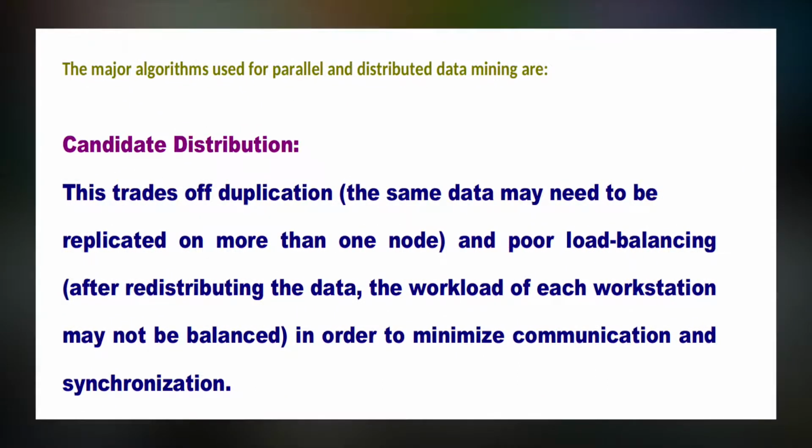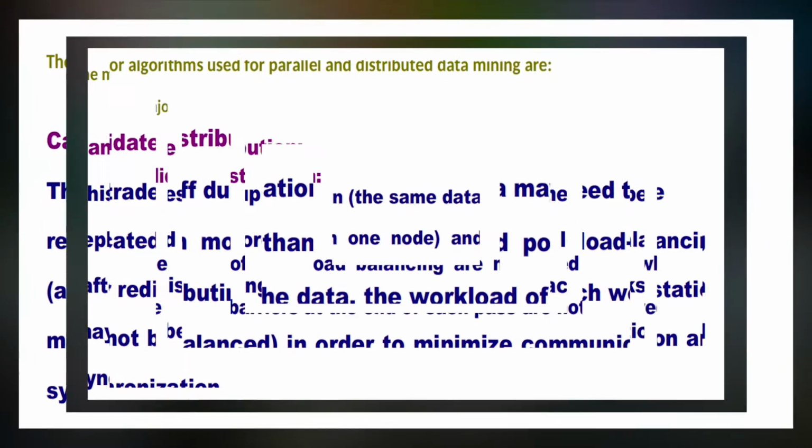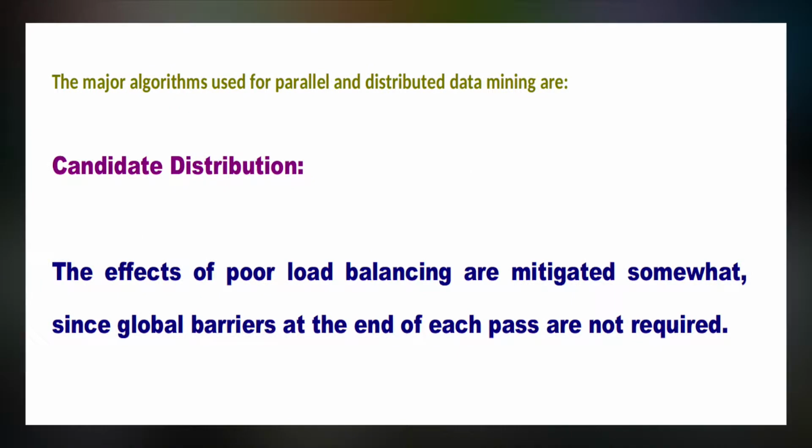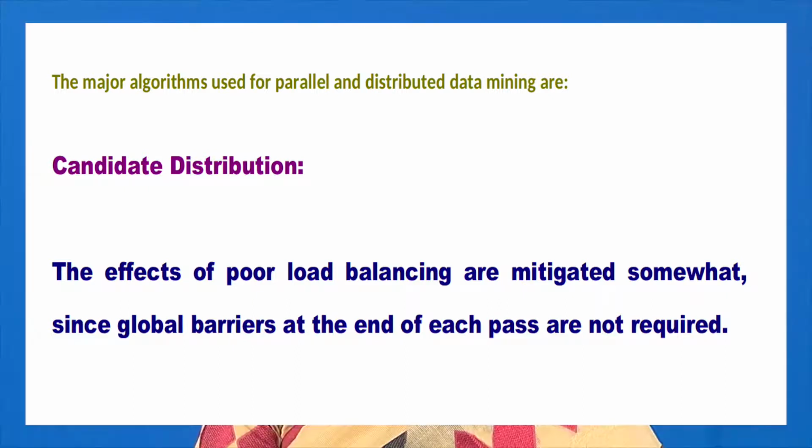This trades off duplication, that is, the same data may need to be replicated on more than one node, and poor load balancing also, that is, after redistributing the data, the workload of each workstation may not be balanced, in order to minimize the communication and the synchronization. And naturally, the effects of poor load balancing will have its effect, but will be mitigated somewhat. Hence, the global barriers at the end of each pass are not required.